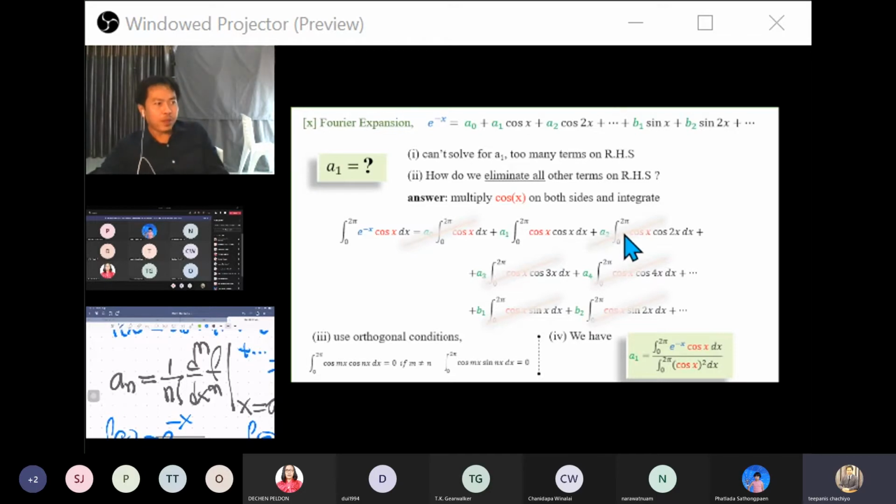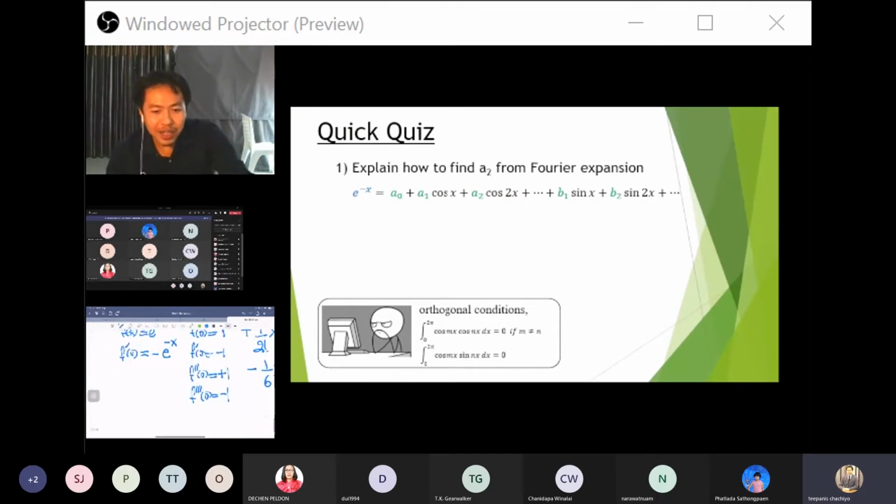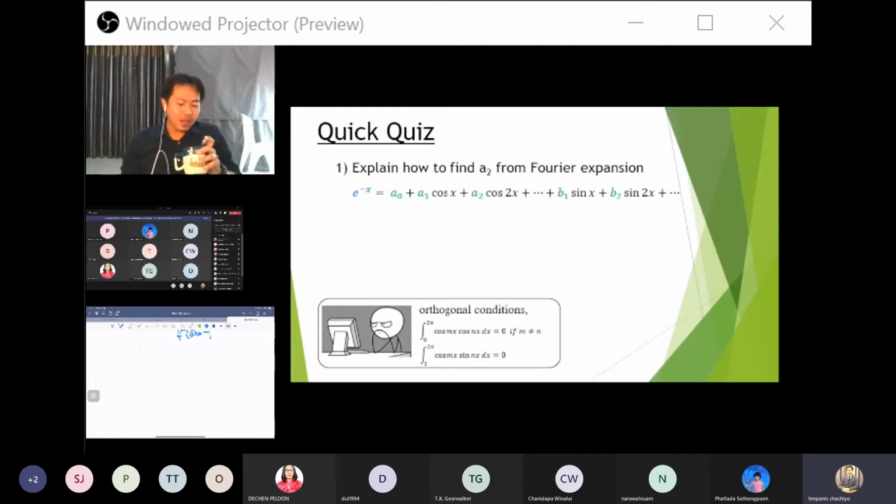Okay, so I hope to make this lecture slow down a little bit. So I have this quick quiz just to show you step by step how we can find the coefficient A2 from the Fourier expansion. Okay, so I can use my iPad mini screen here to facilitate my derivations.